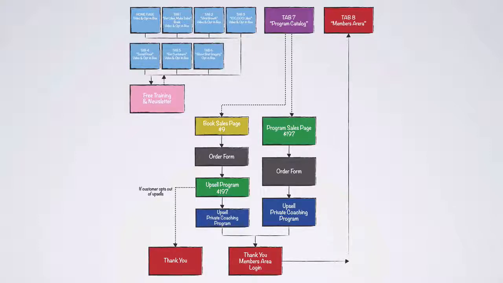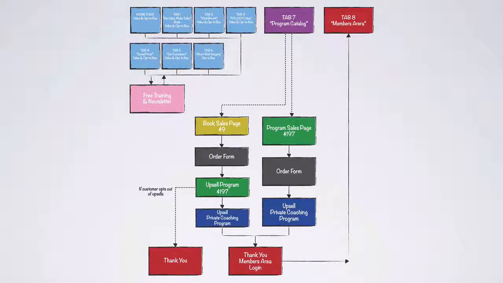And then my tab number 7 is where people can see our program catalog, and that's where they get to the sales pages, and ultimately through a sales sequence where we start off with something called a tripwire sale, where the first thing we sell is a $9 book. And it's an easy purchase. It's really easy for people to spend $9.